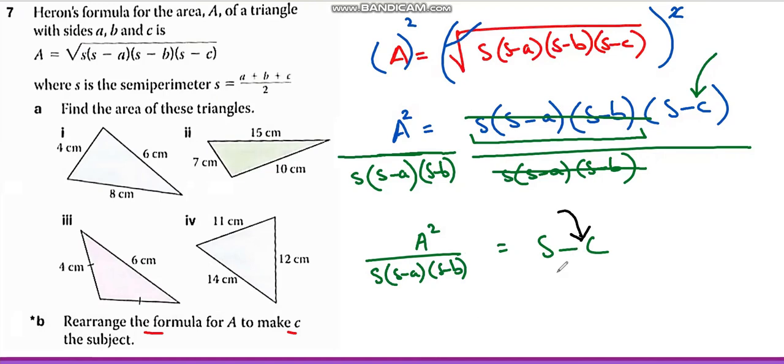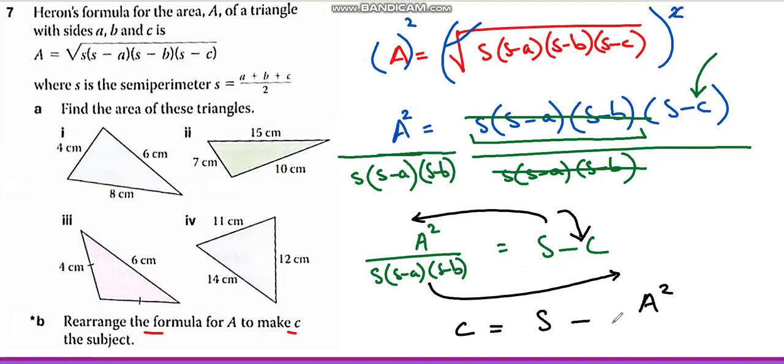So it's good to just shift negative c towards left and hold this statement towards right. So in its final form, we will get c equals (s minus a) square over s into (s minus a) and (s minus b). So this is the final form where c is the subject. Now let's proceed to next question.